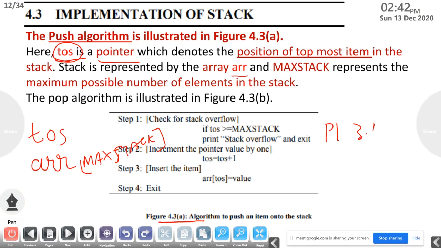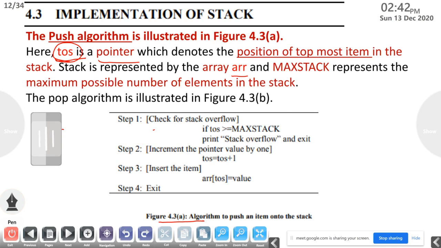Okay, fine. So the variables that we are using in this algorithm are TOS and MAX STACK, and the array we are using in it is ARR. In the first step, we check for stack overflow. Then what do you mean by stack overflow and stack underflow? What do you mean by overflow?